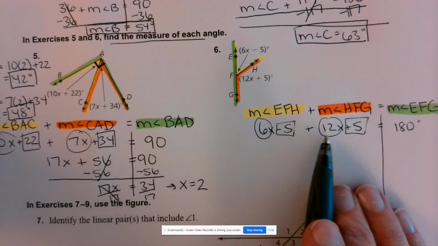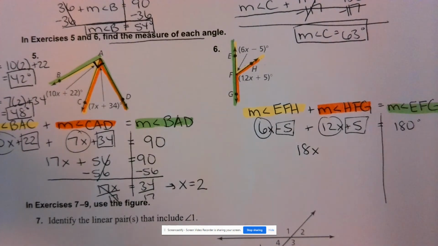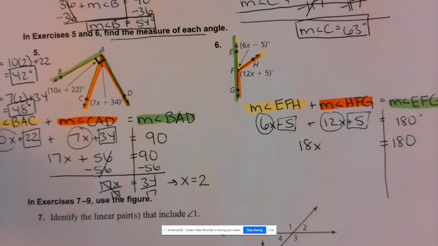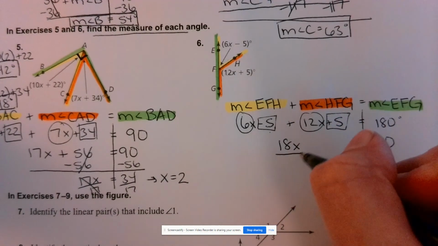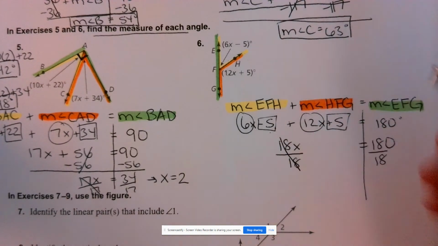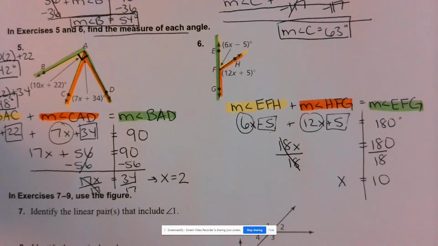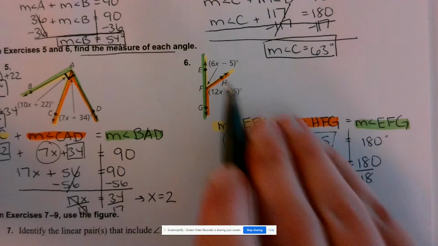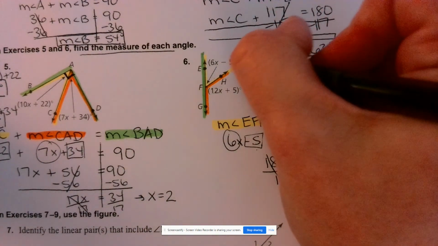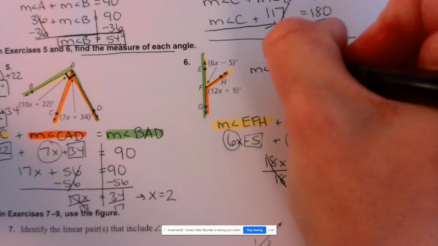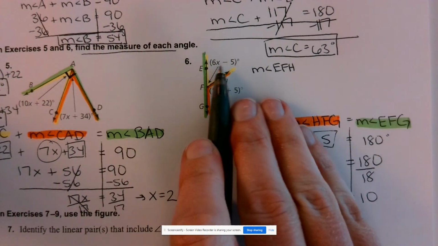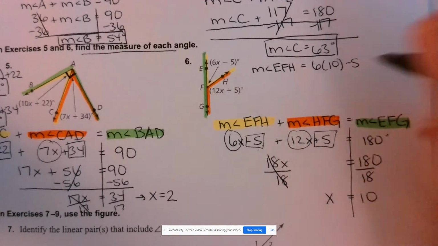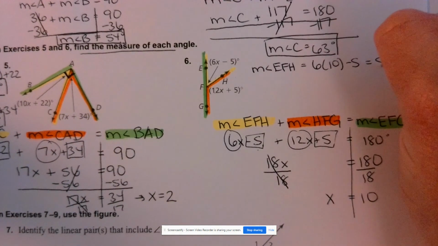6x plus 12x is 18x. Negative 5 plus 5 is 0. I'm going to divide both sides by 18 to get an x value of 10. Remember, I need to go back, take 10, plug it in to find my angle measures. So the measure of angle EFH, my yellow angle, if I plug 10 in for x, I need to calculate 6 times 10 minus 5. And that gets me 55 degrees.